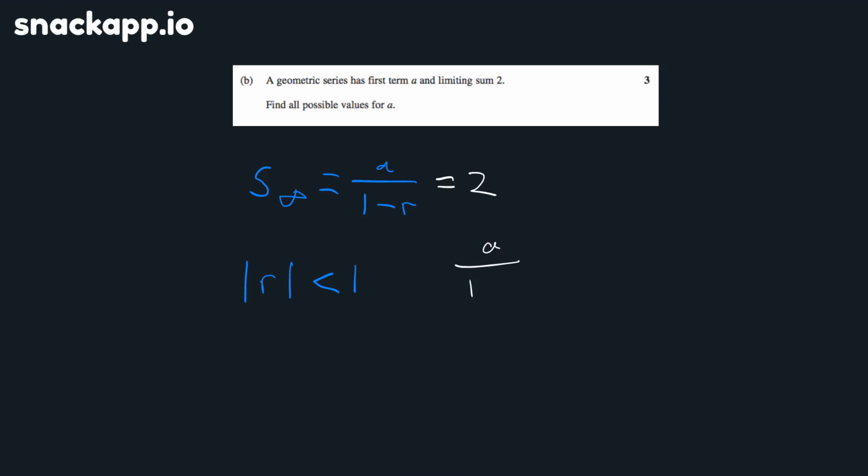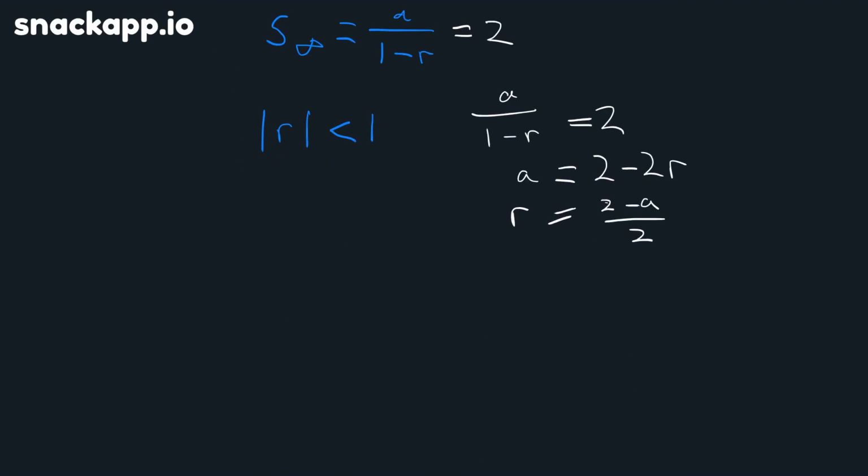Let me just rewrite it out again. A on 1 minus r is equal to 2. Okay, so let's expand that. A is equal to 2 minus 2r. So r would therefore be 2 minus a all on 2. Okay, so I'm going to substitute that into this formula over here. So what I get is that 2 minus a on 2 has to be less than 1.